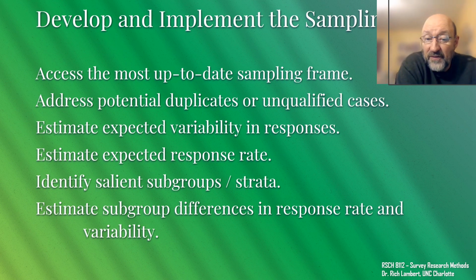You need to think about, are there any important or salient subgroups or strata, what we call strata in survey research? And then you need to think about these response rate and variability issues specific to the strata. Are there subgroups in your population that are less likely to respond than the general population is? Are there subgroups in your population where there's a lot of homogeneity of opinion, and then other subgroups where there's a lot of variability in opinion? And all these factors come into play in how you calculate the sample size you need. And we'll look at that in greater detail as the semester goes on.